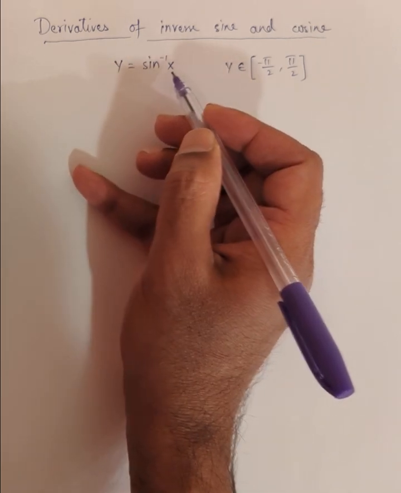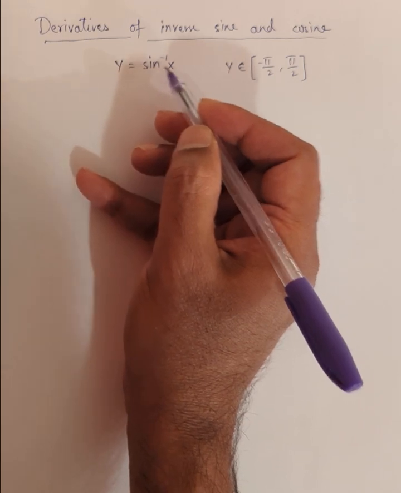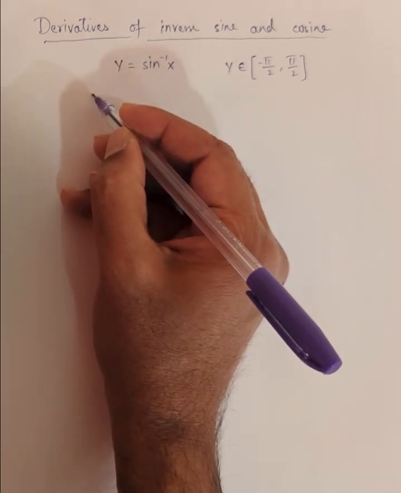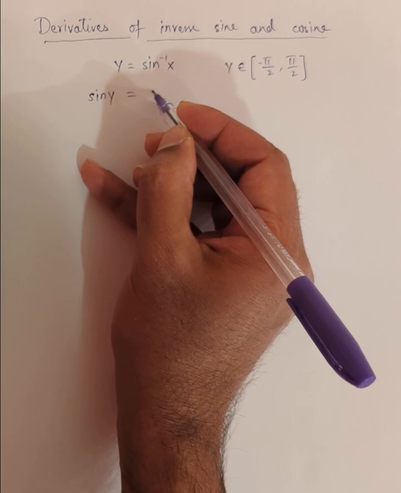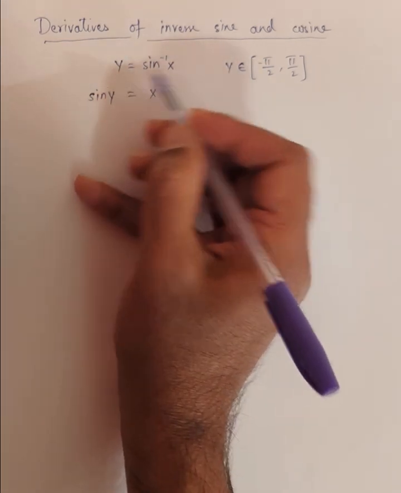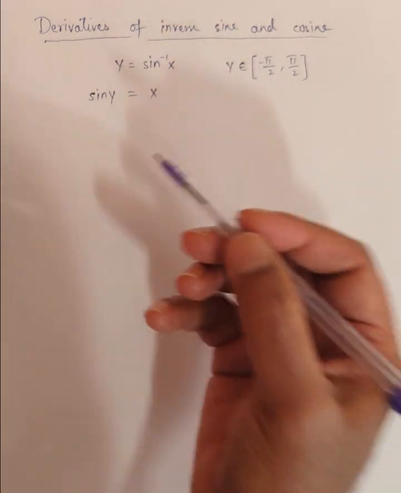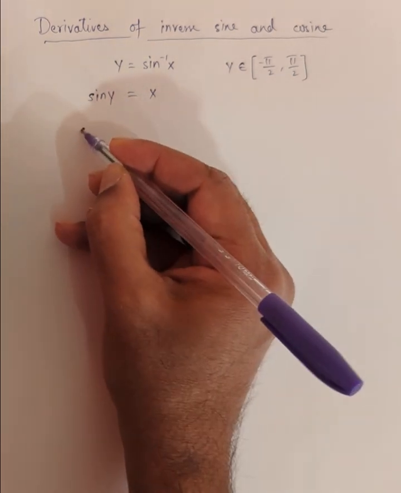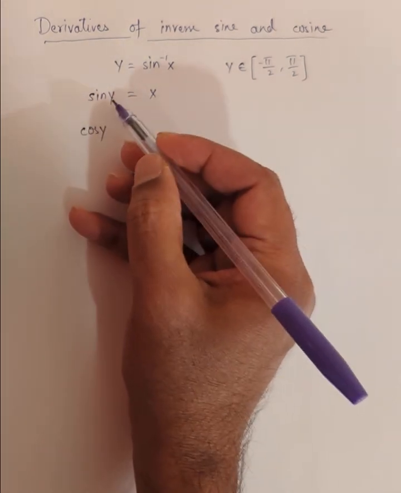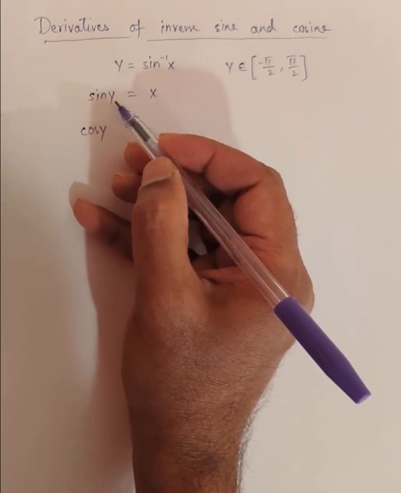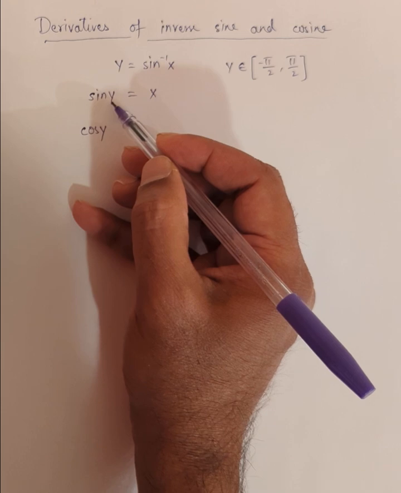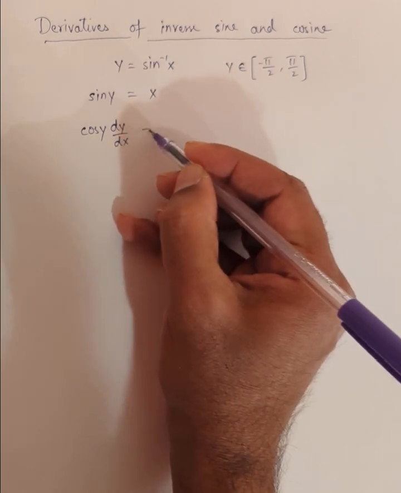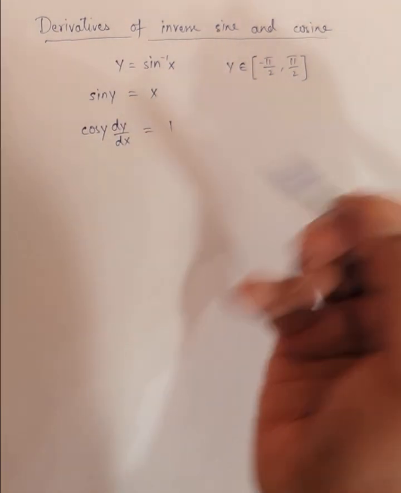If I just take the derivative on both sides, I'm not going to get anything because I don't know what the derivative of sine inverse x is. So let me rewrite this equation as sine y equals x. I'm applying the sine function on both sides. Now I can use implicit differentiation. So I differentiate both sides. The derivative of sine y, remember, we are using implicit differentiation, we are differentiating with respect to x. So the derivative of sine y is not just cosine y, but you would have to multiply with dy over dx. And that is equal to the derivative of x, which is just 1.